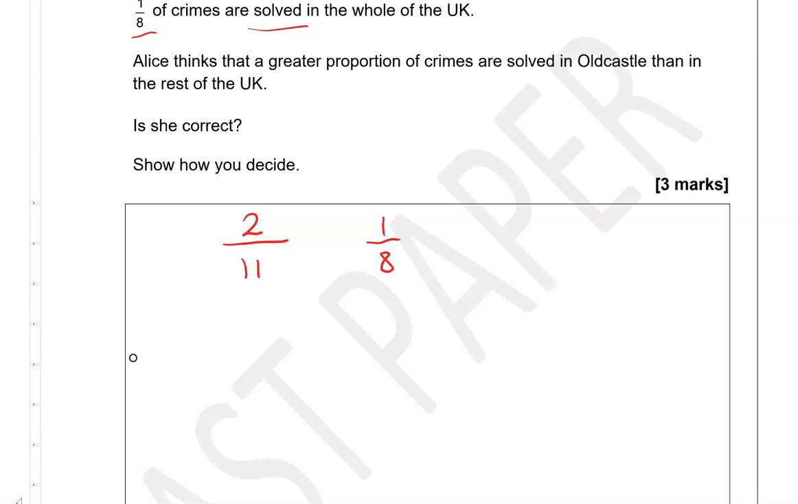I'm going to go with converting them into decimals since we can use a calculator and that's probably the easiest thing to do. So 2 divided by 11 gives us 0.1818 and so on, recurring. Then 1 divided by 8 gives us 0.125. So comparing the two together, 0.18 is higher than 0.125.